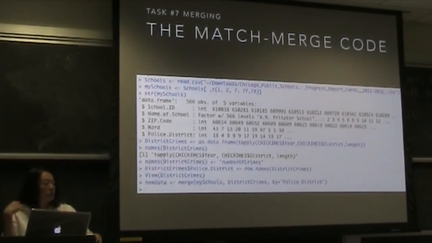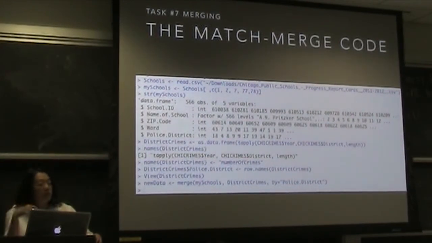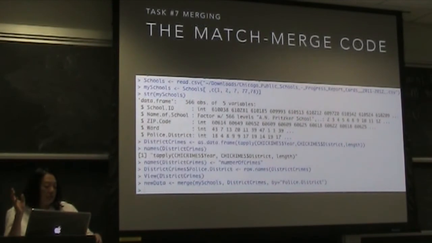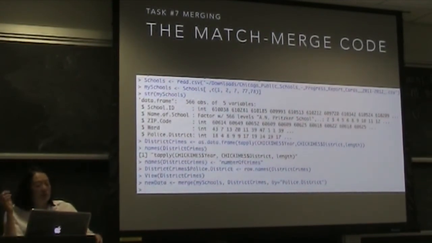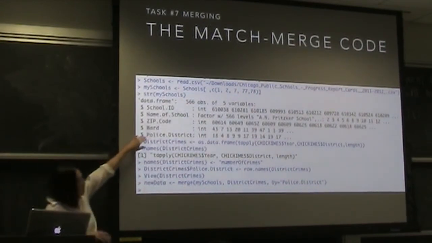So I've read in the school data, and I'm subsetting right away. I saved the original read. Notice, schools gets read.csv. I could have saved it to disk externally, but I'm just leaving it in memory. It's not that big of a file. I'm only going to keep, say, 5 columns of it, but all the rows, and save it to myschool. My school has 566 observations, 5 variables. Notice one of its variables is police district.